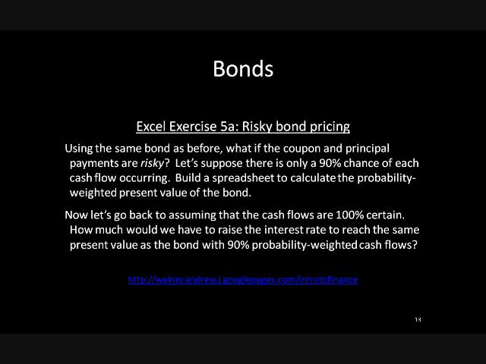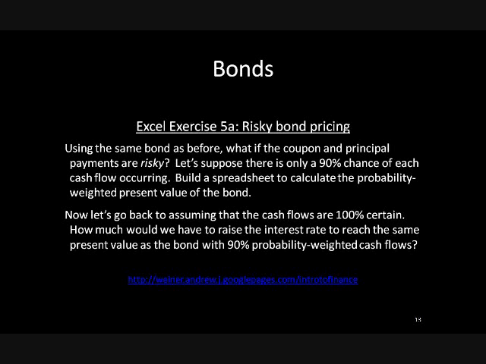Using the same bond as before, what if the coupon and principal payments are risky? Let's suppose there's only a 90% chance of each cash flow occurring. Build a spreadsheet to calculate the probability weighted present value of the bond. And then the next thing we're going to do is go back to assuming that the cash flows are 100% certain, and see how much we would have to raise the interest rate to reach the same present value as the bond with 90% probability weighted cash flows.